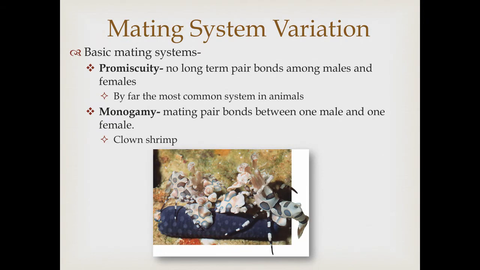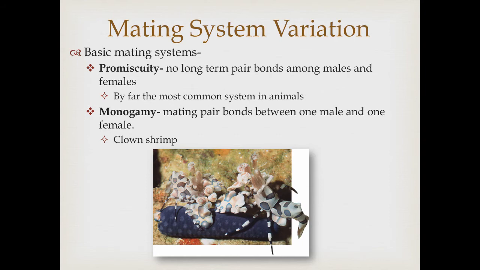All right, let's talk about the mating systems that exist in the animal kingdom. The first system I want to talk about is called promiscuity. In promiscuity, males and females will find each other, decide to mate or not. Once they mate, they kind of go their own way. There's no long-term pair bonds among males and females in promiscuity. And this is by far the most common mating system in animals. The remaining mating systems I want to talk about deal with some type of pair bond between individuals in the mating.